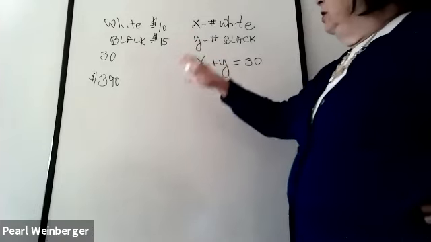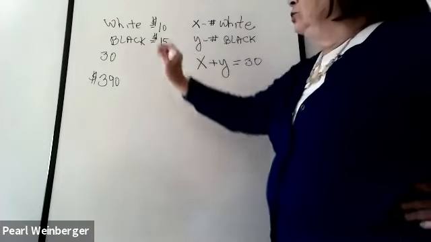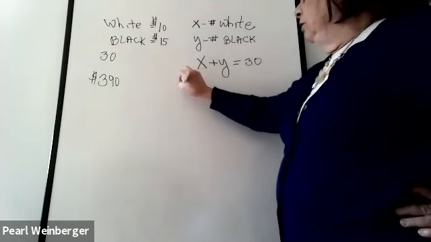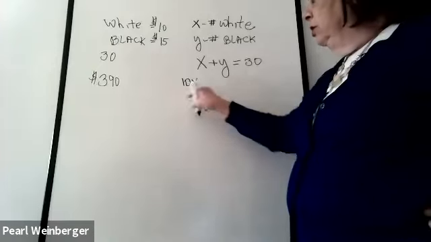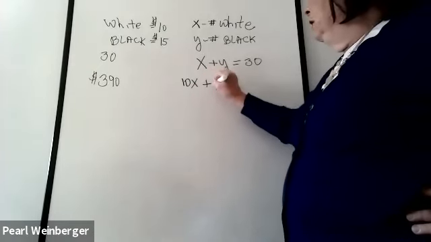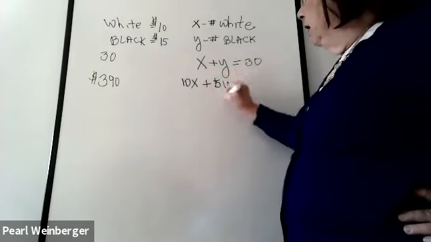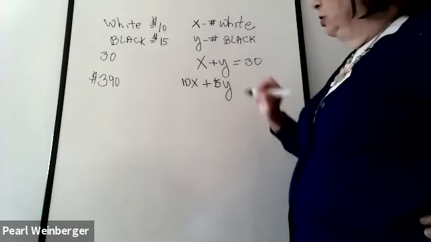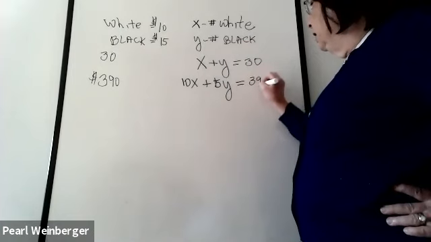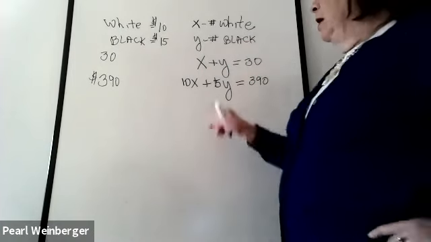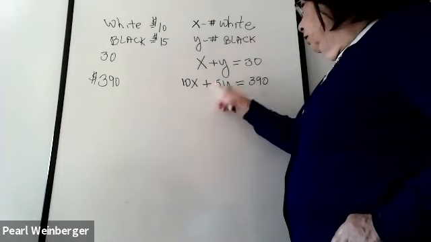Well, obviously that was because of the price that he sold his sweatshirts for. So therefore, let's write an equation that has to do with the money. So we have 10x, that's how much he made for the white sweatshirts, plus 15y, that's how much he's making on the black sweatshirts. That together is going to be the $390.